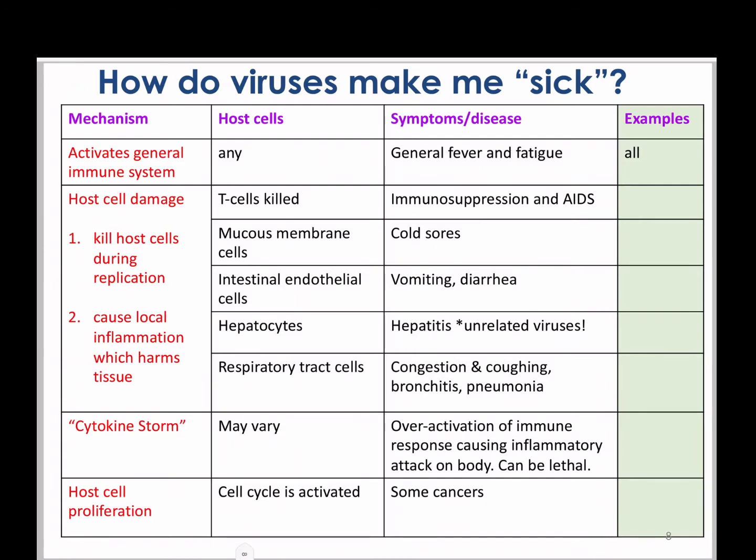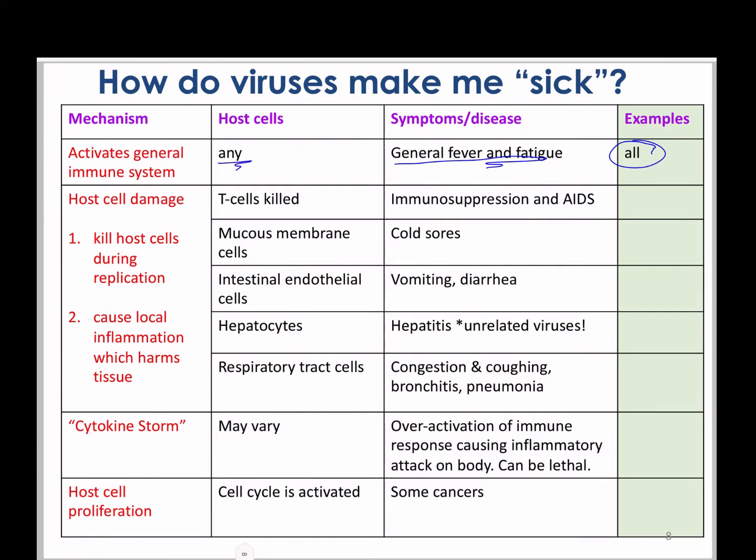So that brings us to the topic of why do we have the symptoms that we have when we have a viral infection? So anything that activates your general immune system, whether it's a bacterial infection or a viral infection, is going to cause that general fever and fatigue. And so that's going to be all viruses. And it doesn't depend on what type of cells they use as their host.